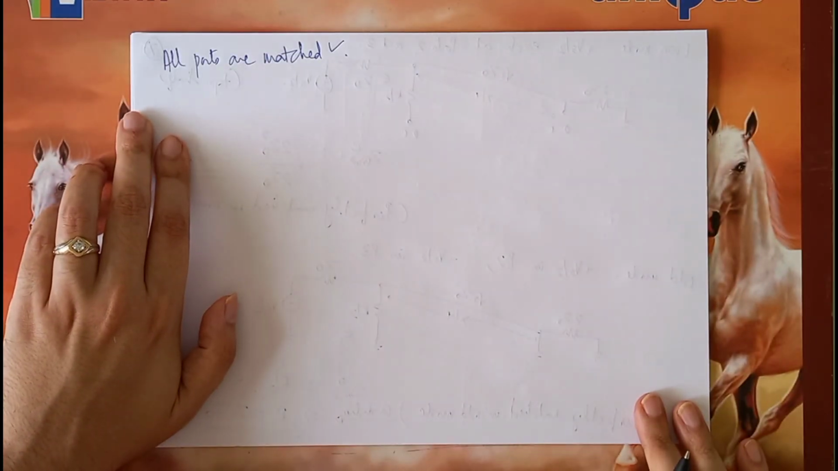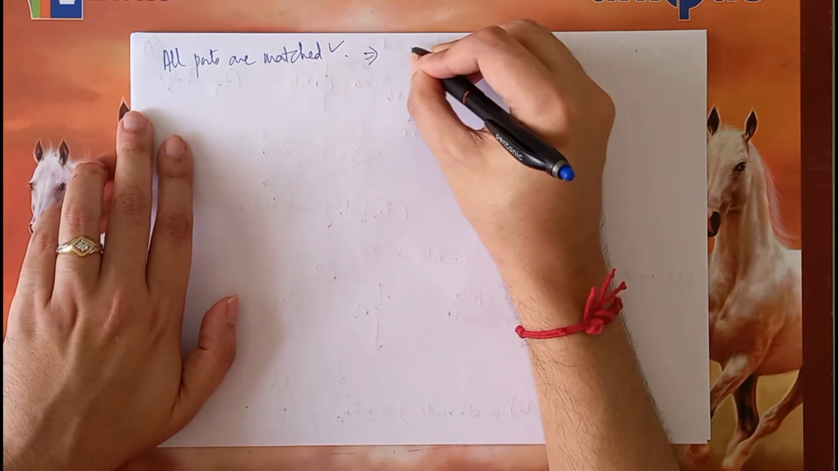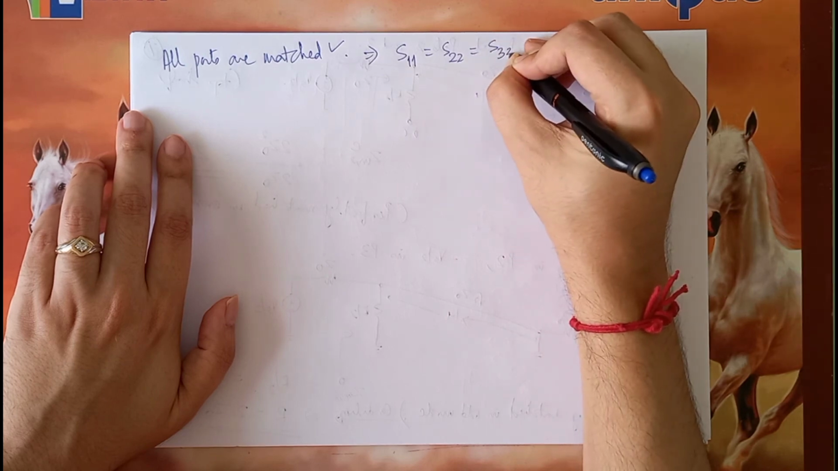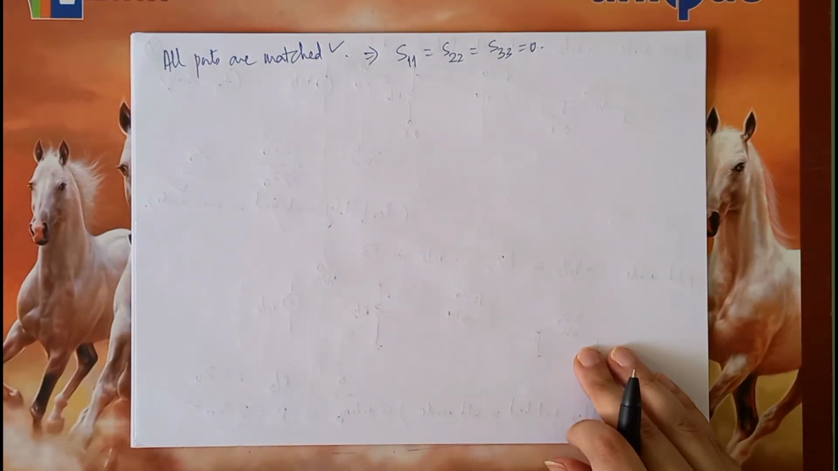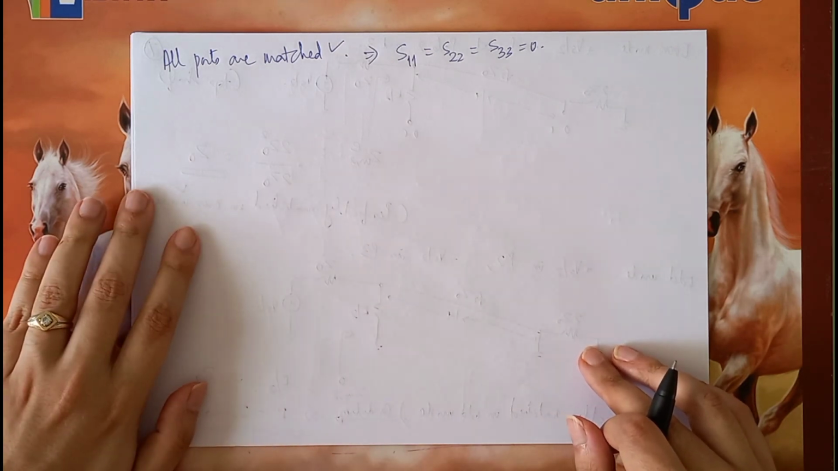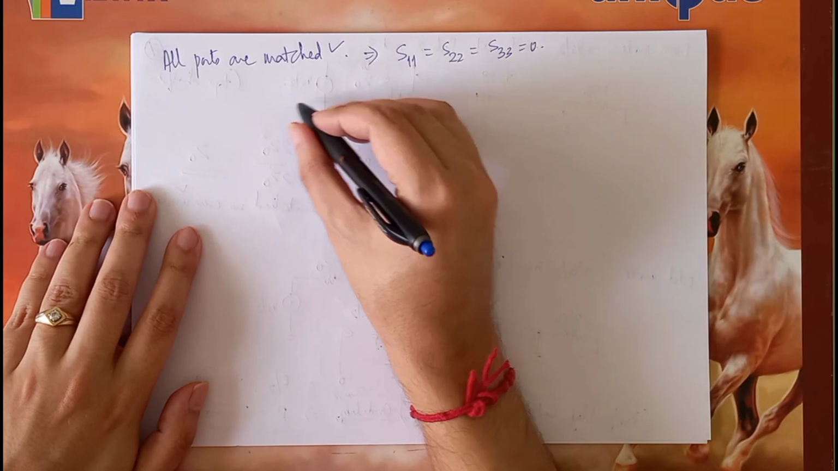But we have to ensure that the transmission coefficients must not change from the values that they were in case of the lossless power divider. So now, because all ports are matched, I can say that S11 will equal to S22 equal to S33, and that will be 0. Now what about S21? In case of S21, what will happen?